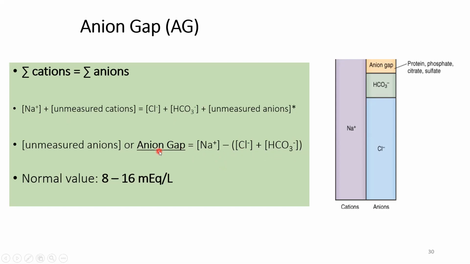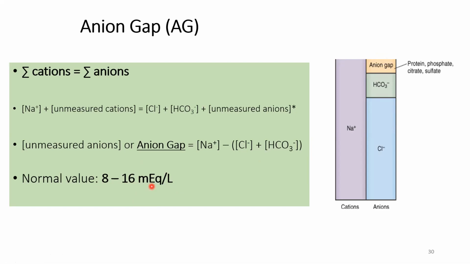This is the anion gap, and the value obviously will come out to be something, because you have not measured this bit here, and you are subtracting this whole thing from this whole thing, while this is not being measured, right? So obviously it will give you some mathematical value, and this is that mathematical value. So 8 to 16 milliequivalents per liter of an anion gap is present normally in all of us.